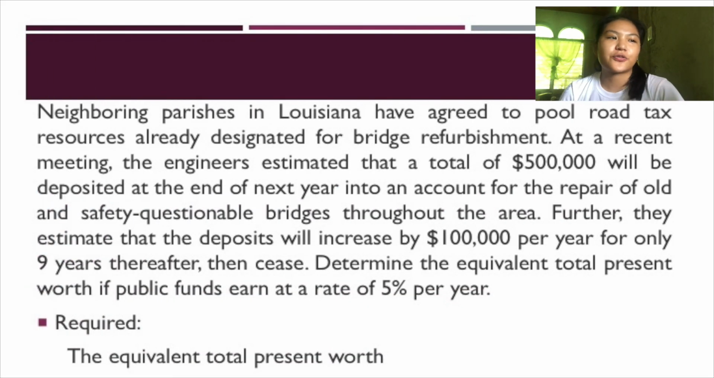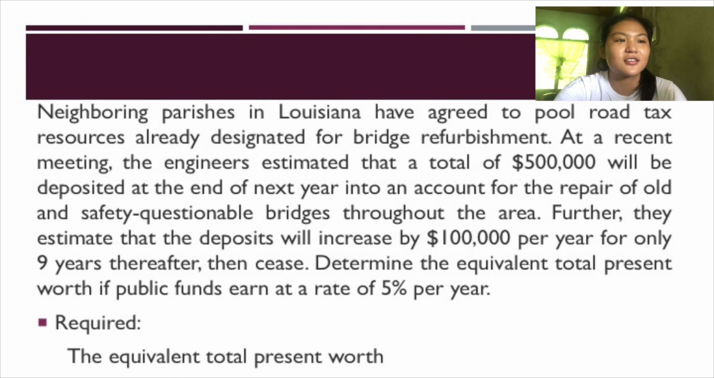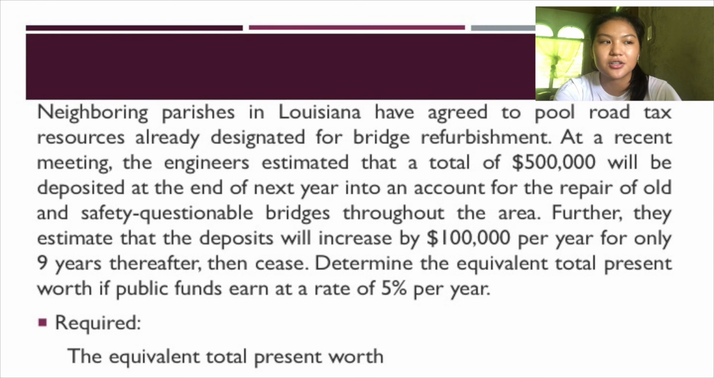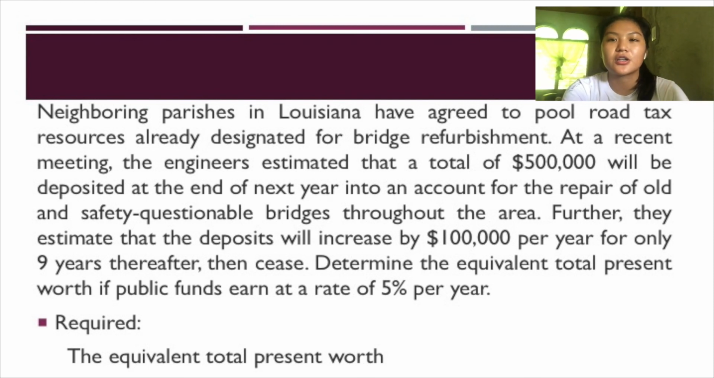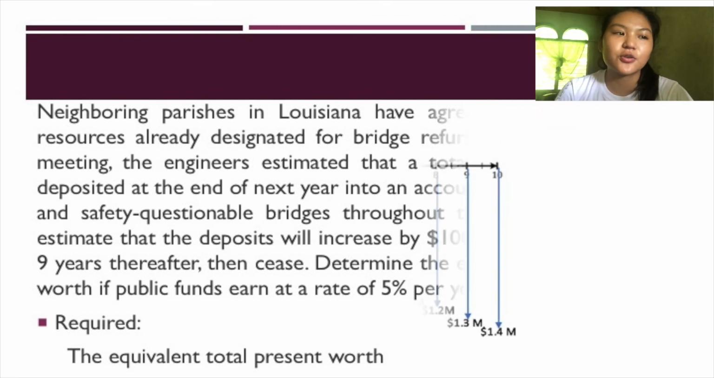So for problem one, neighboring parishes in Louisiana have agreed to pool road tax resources already designated for bridge refurbishment. At a recent meeting, the engineers estimated that a total of $500,000 will be deposited at the end of next year into an account for the repair of old and safety-questionable bridges throughout the area. Further, they estimate that the deposits will increase by $100,000 per year for only 9 years thereafter, then cease. Determine the equivalent total present worth if public funds earn at a rate of 5% per year. So the required for this problem is the equivalent total present worth.